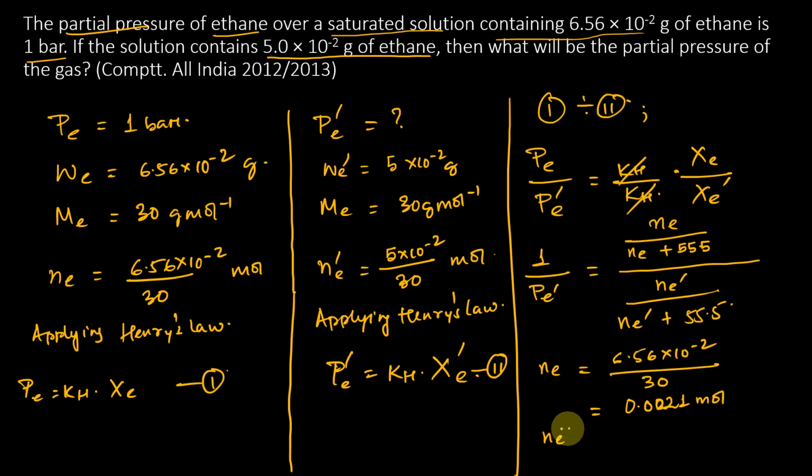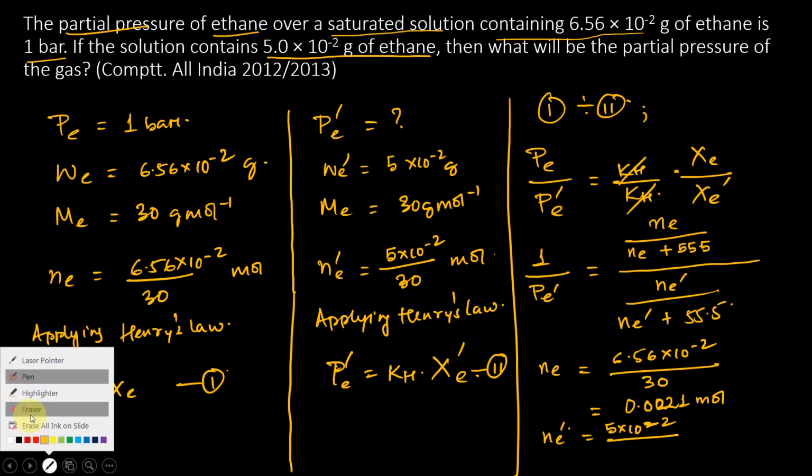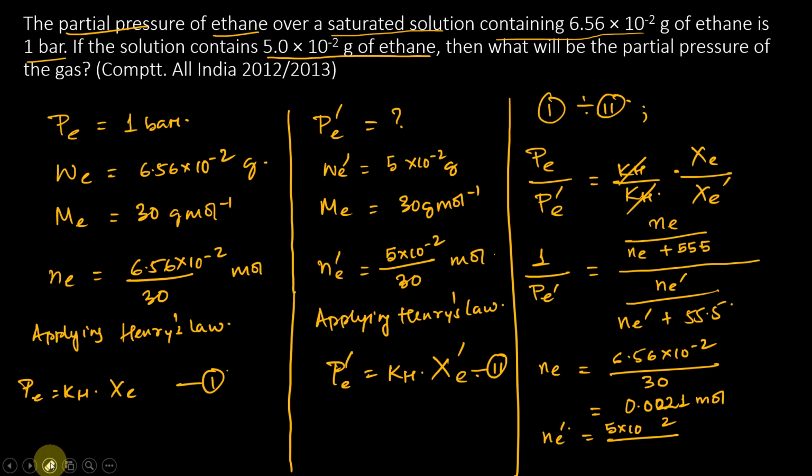NE dash ये क्या हो जाएगा, it will be 5 into 10 to the power minus 2, then just wait 1 second, it is going to be 5 into 10 to the power minus 2 divided by what, divided by 30 again, so it is going to be 1 by 6, that is 0. So it is going to be 0.0016 mole. As you can see that number of moles of ethane, NE and NE dash is very छोटा नंबर. ठीक है, बहुत ज़्यादा ही छोटा नंबर है.